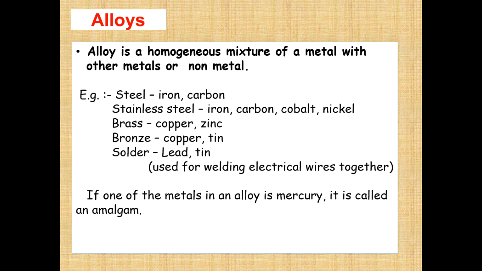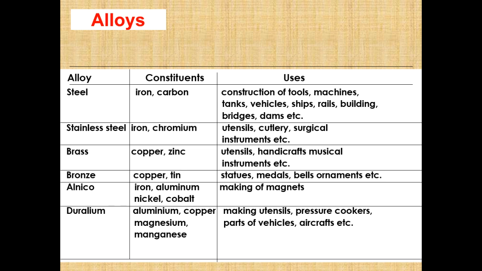Stainless steel is a mixture of iron, carbon, cobalt, and nickel. Brass is a mixture of copper and zinc. Bronze is a mixture of copper and tin. Solder is a mixture of lead and tin, which is used for welding electrical wires together. It is called soldering. We can see more examples.